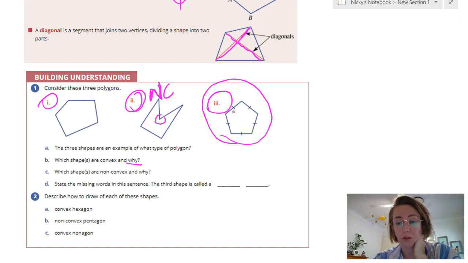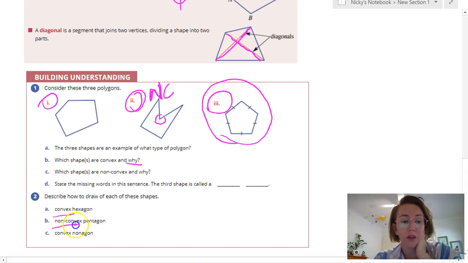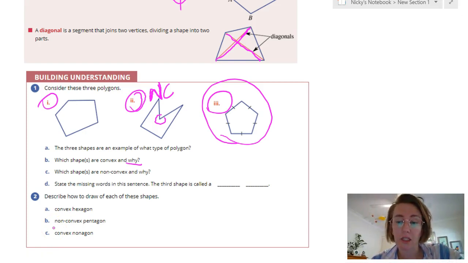Question 2, describe how to draw each of these shapes. It's not asking you to draw them, it's asking you to describe how you would draw them. In doing so you would be showing your knowledge of words like convex and non-convex, and the different number of sides for each of those shapes. For a convex hexagon, it hasn't asked you about regular or irregular, so you don't need to consider that. You would say a 6-sided shape with all internal angles smaller than 180 degrees.